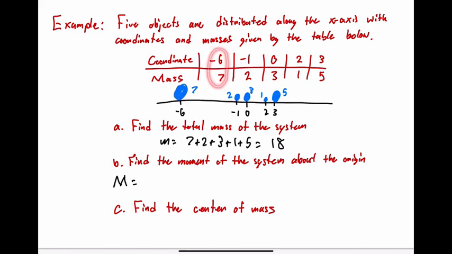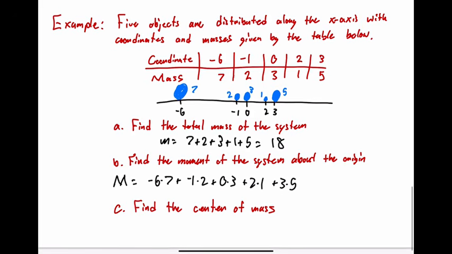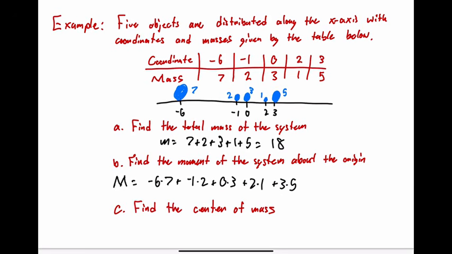The moment of the system, capital M, can be found by multiplying each coordinate by the mass at that point. So we take -6 times 7, and then we add -1 times 2, plus 0 times 3, plus 2 times 1, plus 3 times 5. This is called the moment of the system about the origin, and we just add the masses times the coordinates. We compute all those, multiply those together, and then add up the results. Working through the arithmetic here, we get a value of -27.